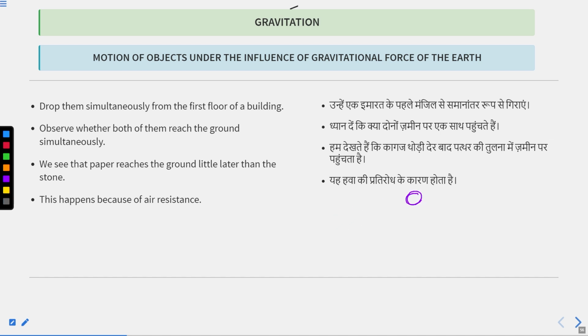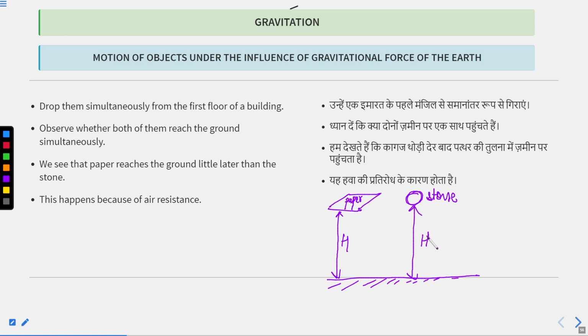A stone and a sheet of paper are dropped from a building on the earth, from the same height h. Let's assume that there is no air resistance, no particles around, no air is flowing. Which of the objects will reach the ground first?